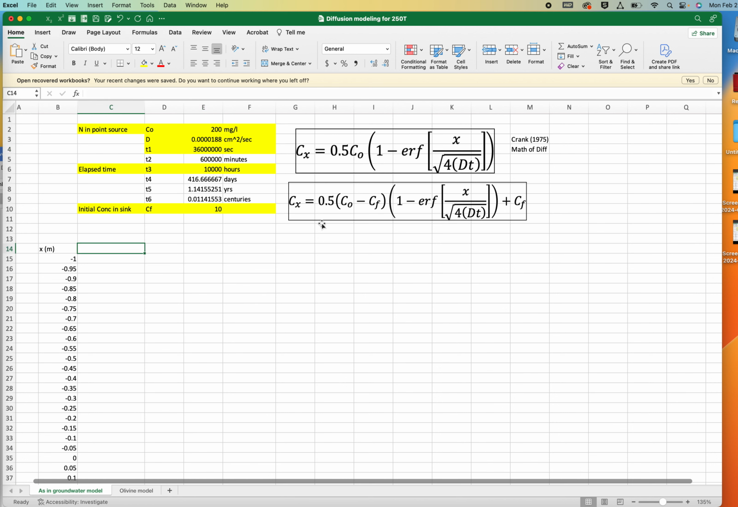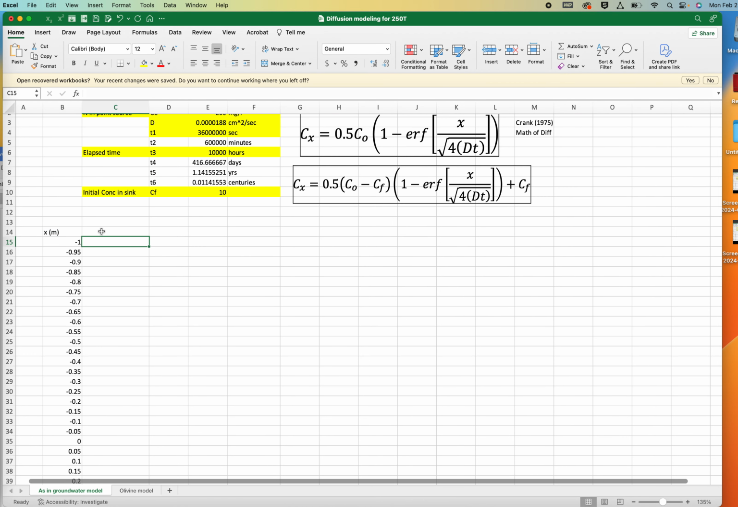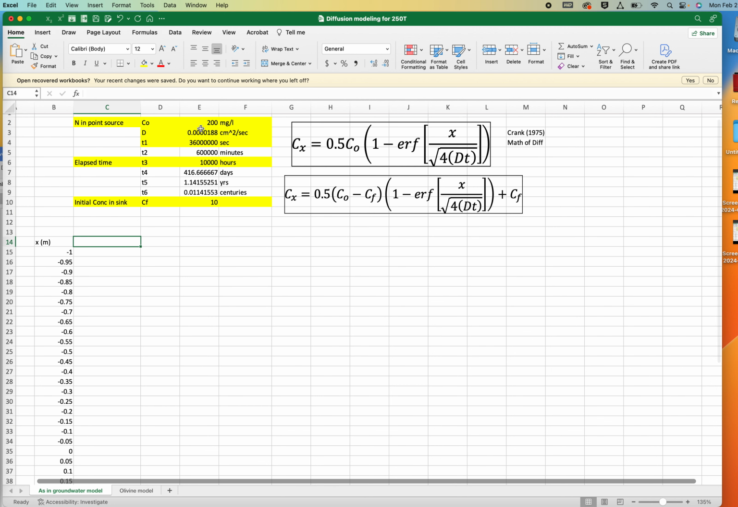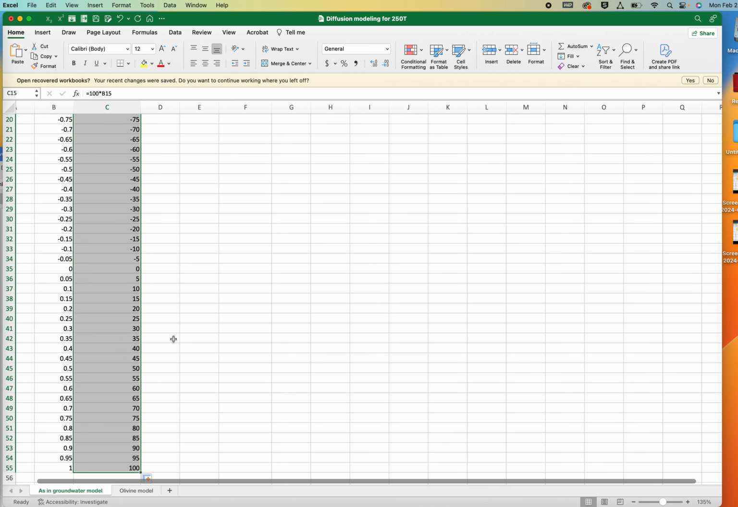Let's try building the model. We'll graph it, and that'll help make sense of the whole thing. So I'm going to set up meters, or distance in meters, and I have it varying from -1 to +1 in units of 0.05. And I use 0.05 so, as you'll see in a moment, we'll get a nice smooth curve. The units for the D value are in square centimeters per second, so we could convert that to square meters per second. But instead, we'll do the calculation in centimeters, but chart it in meters. So we'll just take equals 100 times whatever the total meters are, and then we can fill down to the bottom of our entries here.